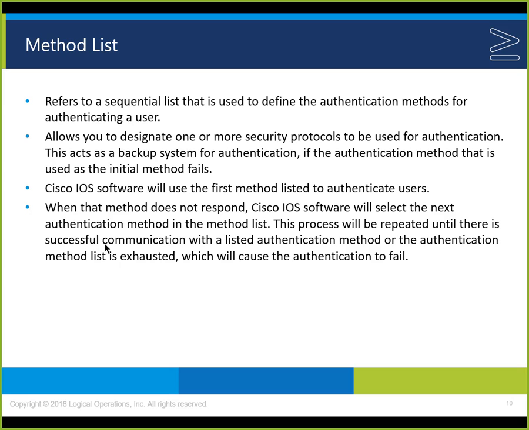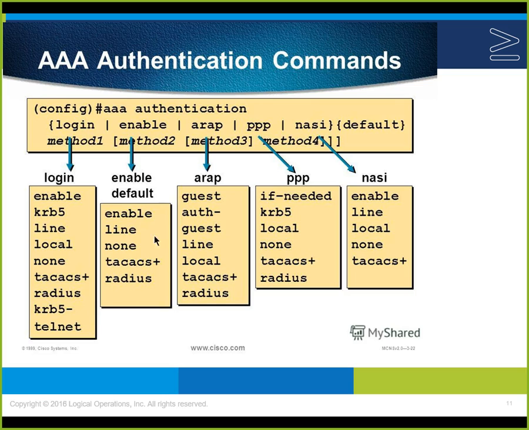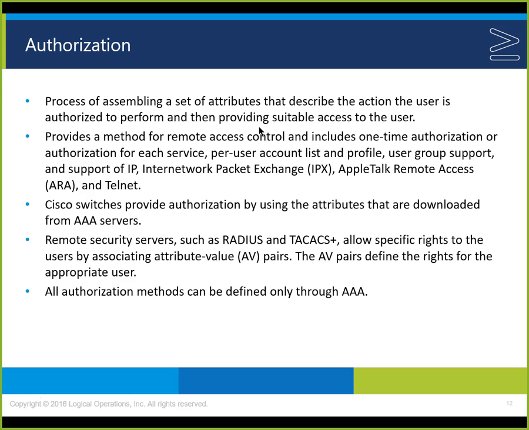So it allows us to designate one. We'll use the first method to authenticate the users. If it's not available, it'll go to the second one. So when a method does not respond, it doesn't mean that we did it wrong. It means that it does not respond. So here is the command, AAA authentication, and then the methods: login, enable, ARAP, point-to-point protocol, different methods that can be used in the methods list.